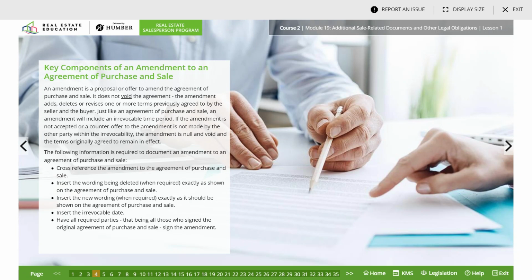Key components of an amendment to agreement of purchase and sale. An amendment is a proposal or offer to amend the agreement of purchase and sale. It does not void the agreement. The amendment adds, deletes, or revises one or more terms previously agreed by the seller and the buyer. Just like an agreement of purchase and sale, an amendment will include an irrevocable time period. If the amendment is not accepted or a counteroffer to the amendment is not made by the other party within the irrevocability, the amendment is null and void, and the terms originally agreed to remain in effect.